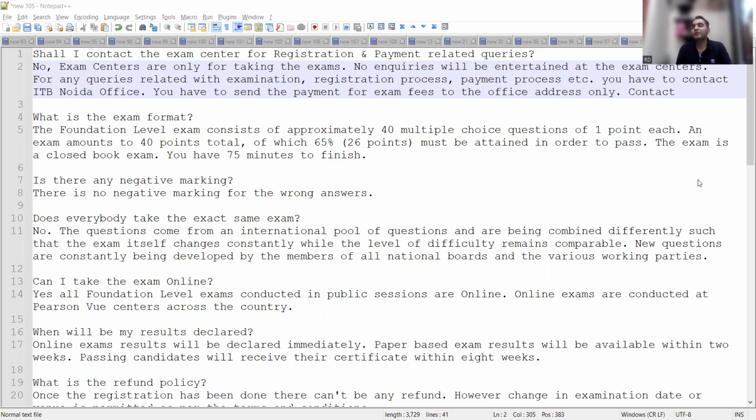See, generally what happens with the professionals, after graduating from colleges, we don't have any practice of writing exams or even reading, right? Giving exams makes us feel so nervous that we fail even in the simplest of the exams, right?